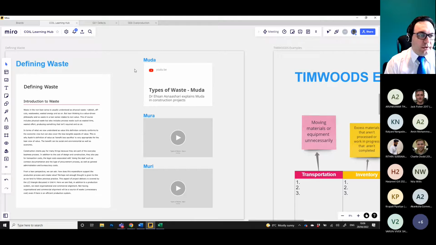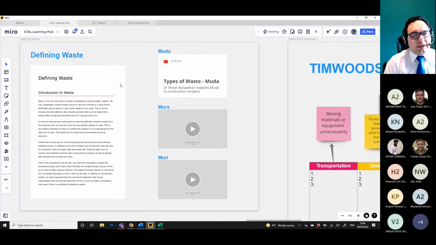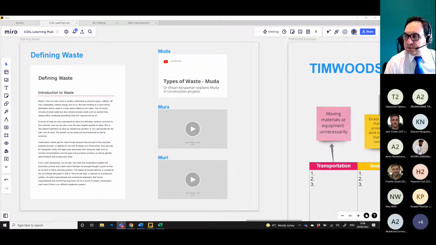Uh, as I put here, they define waste as muda, mura, and muri. The definition for all of these things are okay. Somebody mute me. Is it okay? Can you hear me?